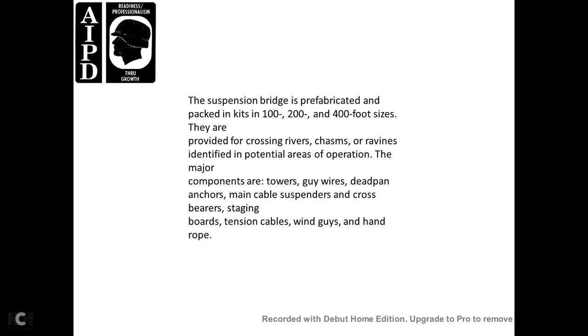Suspension bridge prefabricated with vacuum kits of 100, 200, and 400 feet, with the foot sizes they are provided with for the crossing of rivers, chasms, and ravines. Identify the potential areas of operation and the major components: the tower, guy wires, the deadman anchors, main cables, suspenders, cross barriers, staggering boards, tension cables, wind guys, and hand rope.